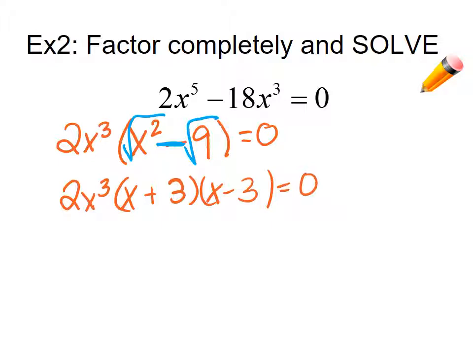We could test this. If we were to FOIL x plus 3 and x minus 3, or multiply them, we'd end up back at x squared minus 9. So that's one way we know we're right. I've completed all of my factoring. So now I can take each factor and set it equal to 0.